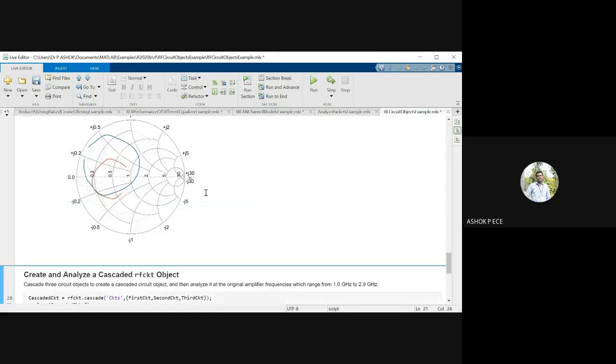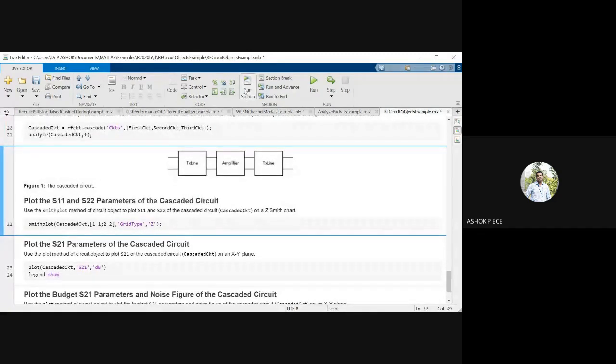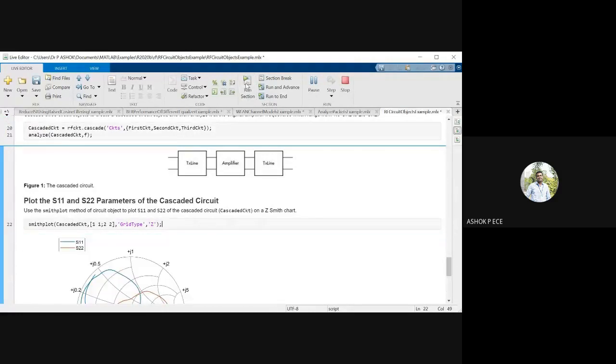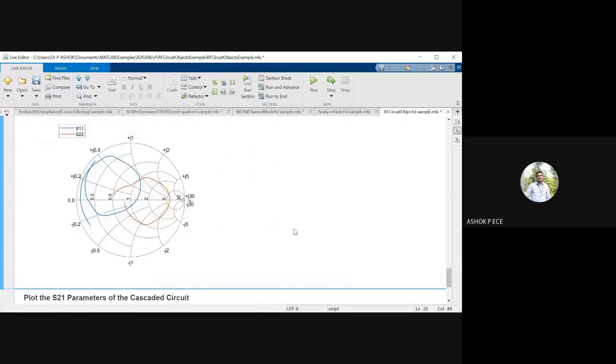And what is the frequency? 1, 2, or 2.9 gigahertz. After analyzing, I am drawing the Smith chart. Because when you analyze the circuit, you try to bring the amplifier within the stable region. So I told you, the center of the Smith chart is always stable. So when both the circles contain this one point, the amplifier is stable.